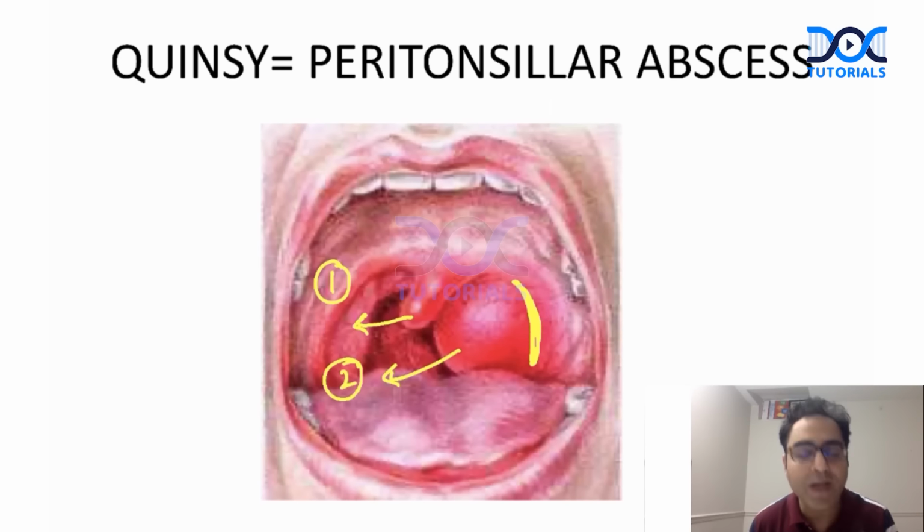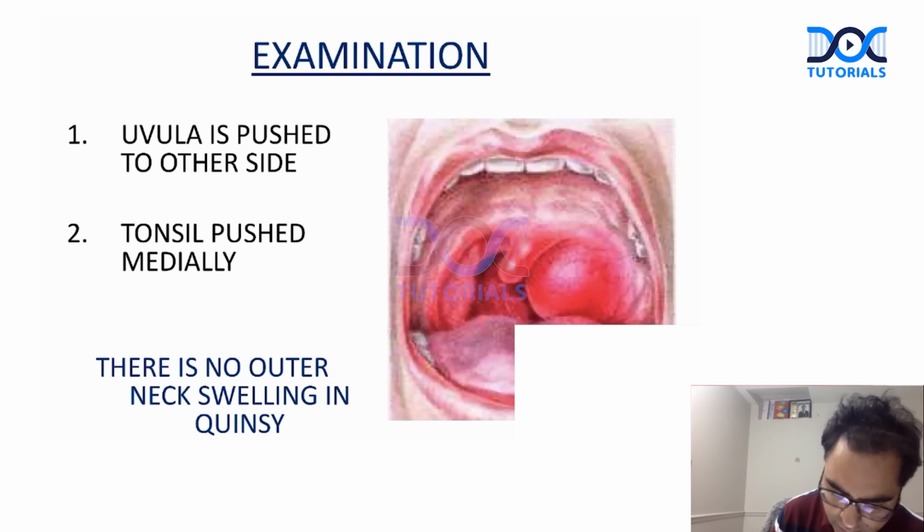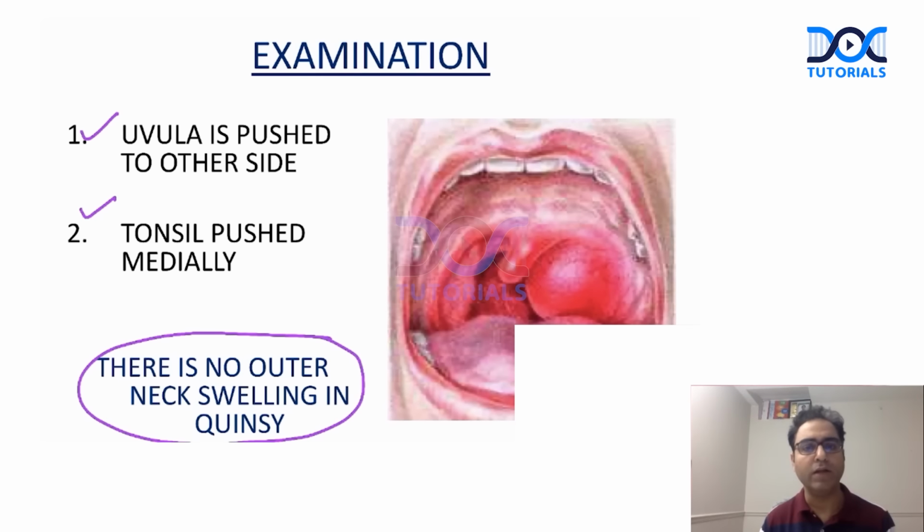Guys, please do remember, in quinsy, there is no outer neck swelling. Here, there is nothing over there. Intraorally, they give you an oropharyngeal picture. Uvula angulated, think of quinsy. Only thing, please check in the MCQ, there should be no outer neck swelling. Quinsy does not have outer neck swelling. So again to revise, what are the two classical findings? Uvula is pushed to the other side. Tonsil is pushed medially. But very importantly, there's no outer neck swelling in quinsy. That's a very important thing to remember.